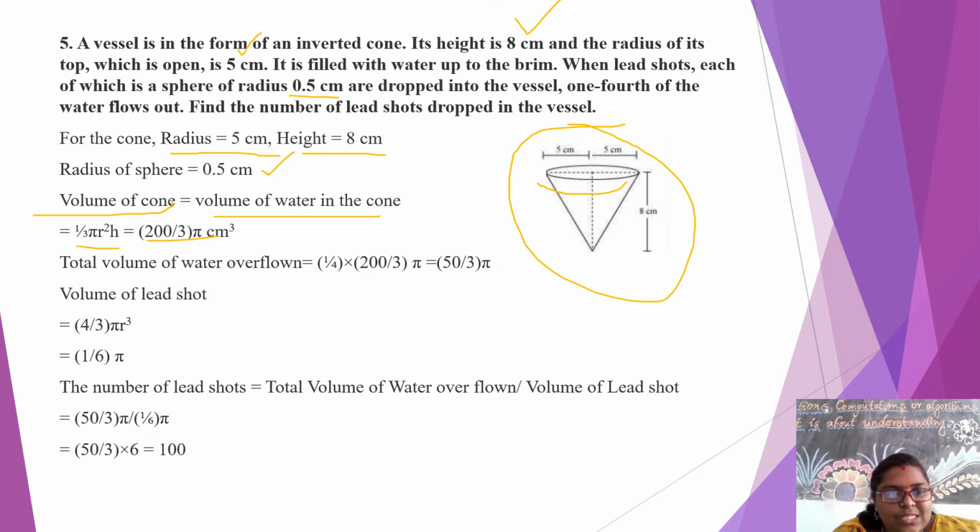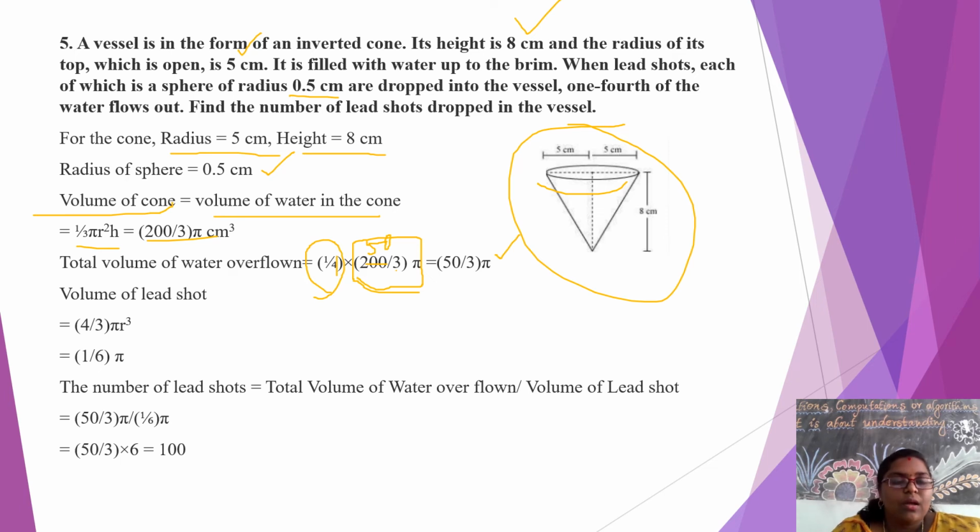Okay. So next, the total volume of water overflown. How much water came out? They are telling that 1/4 of the water is coming out. So 1 by 4 into the volume of the vessel, or water, we found. So 4 ones are 4, 4 fifties are 200. So 50 by 3 pi. This much water is coming out while you are dropping the lead shots.